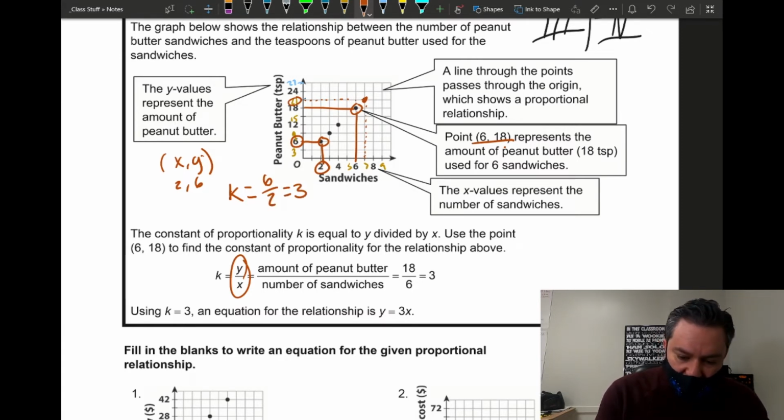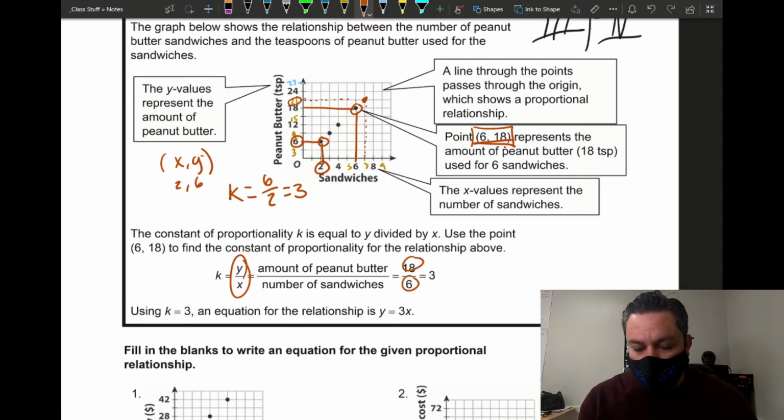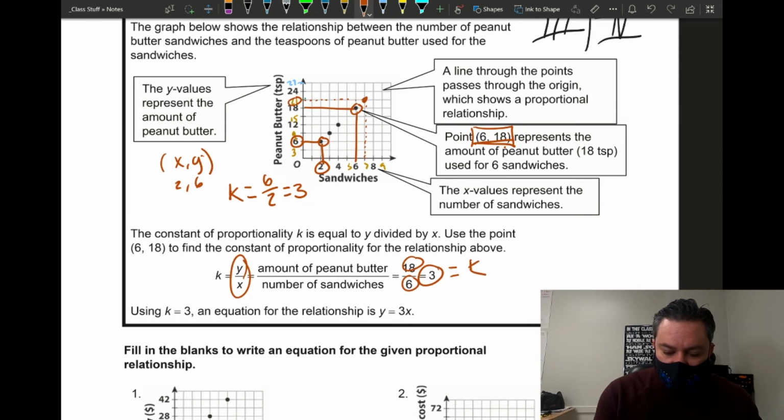They picked the ordered pair 6, comma, 18. In this case, the Y is the 18, the X is the 6, and whenever you divide 18 by 6, you also get 3. So it doesn't matter which point you pick, as long as it passes through the origin, it is proportional, and the relationship is going to be the same. So this is going to be K, okay?